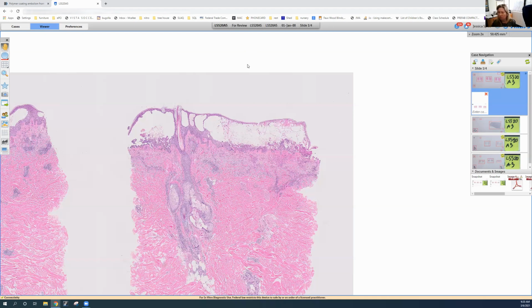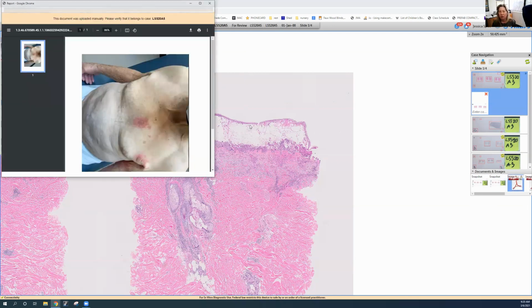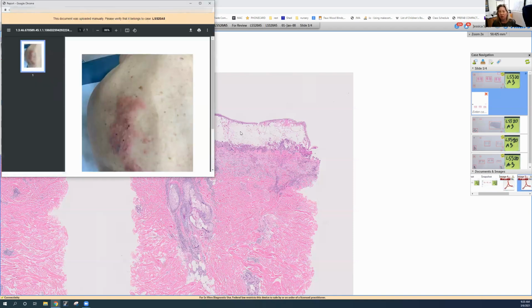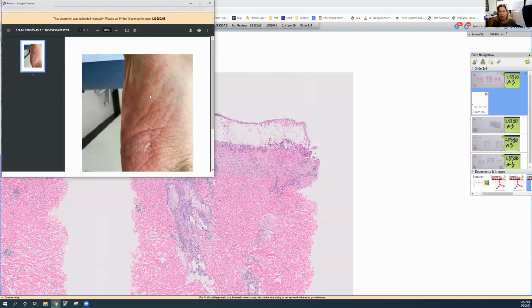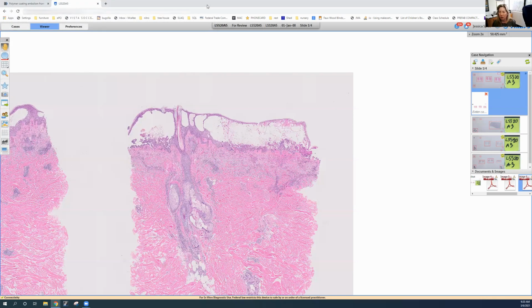This first case was a very extensive eruption. Actually, I've got clinical photos of a patient here that came in as an H&E biopsy and a specimen for DIF, and you can see this vesicular eruption here, more erythematous, but also vesicular, in an older patient. And here is the H&E biopsy.